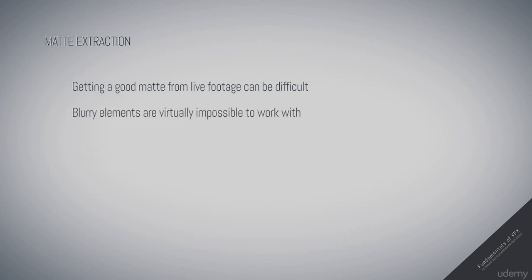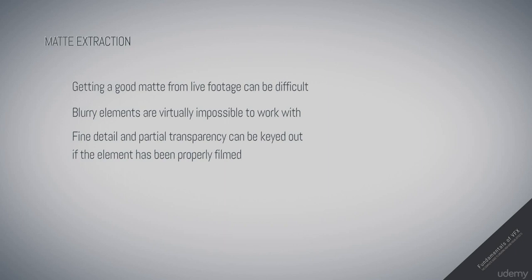With these methods in mind, it is important to understand that getting a matte for live footage isn't always that easy. Be on your guard against blurry objects. They are one of the most difficult cases of matte extraction. A matte can be extracted from things that have very fine detail, or even from elements that are partially transparent if they have been properly filmed against a green or blue screen. Without a green screen, however, it can prove to be very difficult or even impossible to work with such footage.